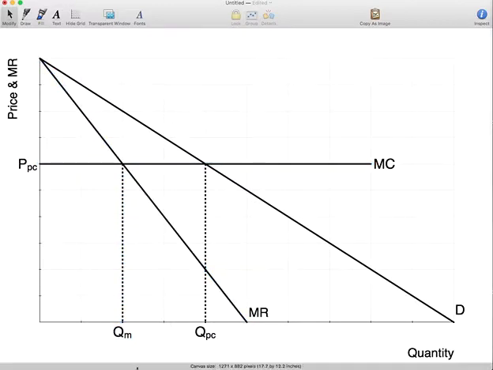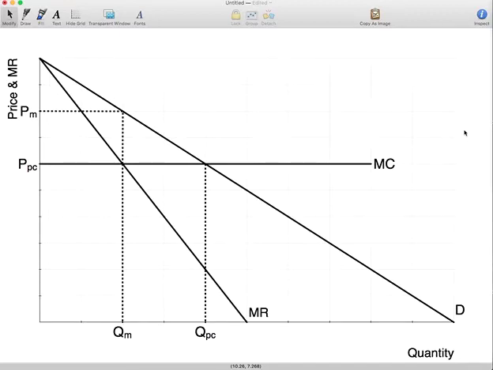Once we have that, we can go from QM up to the demand curve, and that will give us the price in monopoly. So if I go from this point straight up, touching the demand curve, so we have QM to the demand curve and across, that gives us the price that a monopolist will set. And again, let me make that size a little bit bigger so students can see it. So make sure you're comfortable with that.